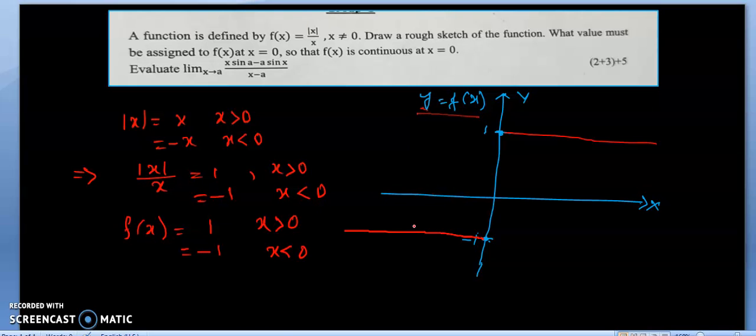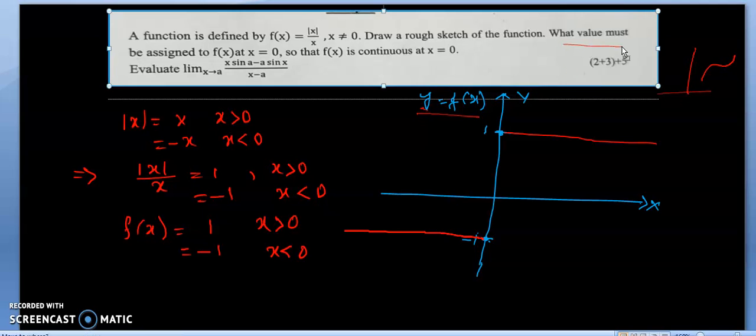Now clearly you can say that this function is not continuous because they are totally different parts. So they are not continuous. We know a function is continuous if it does not have any break. There are two different parts, that's why you can say that this function is not continuous. The question is, what value must be assigned to f(x) at x equals 0 so that f(x) is continuous at x equals 0.